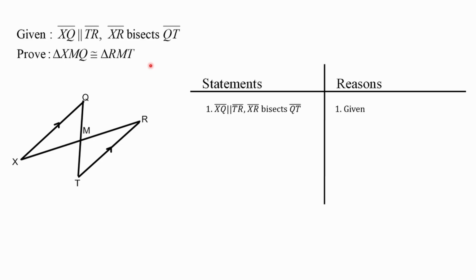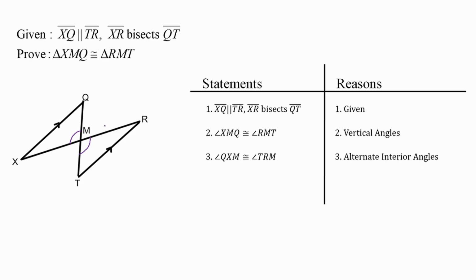So much like before, I'm going to use my given statement as the start. The next thing that I notice is I have vertical angles. So if we mark these, these two intersecting segments here give me vertical angles. The next thing, because I have this relationship of parallel lines, again, whenever I see the idea of parallel, I'm going to look for alternate interior angles, which I will mark in red. So QXM will be this angle down here, and TRM will be this angle right here.